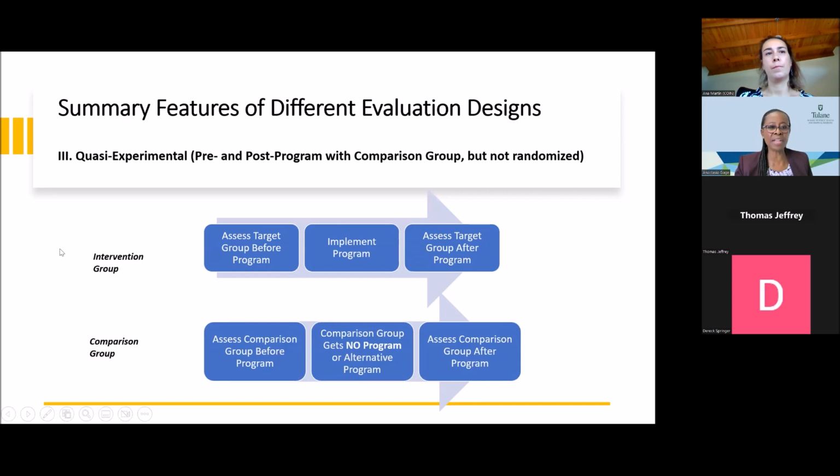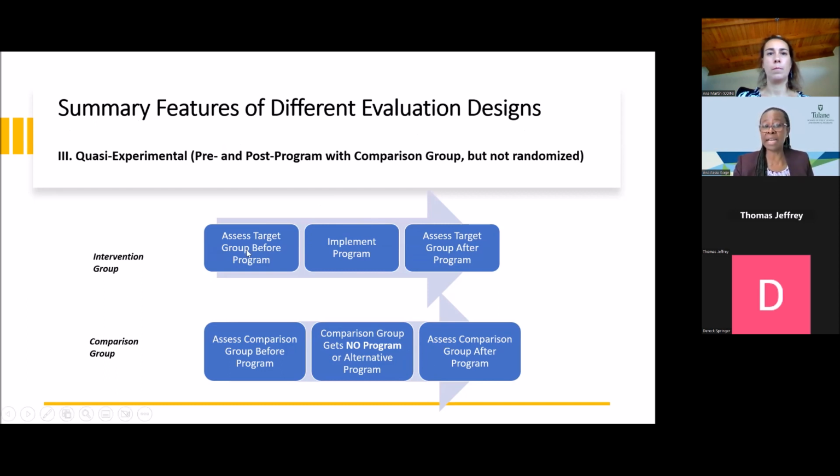So this is a quasi-experimental design, and it's pre and post, but it has a comparison group. But that comparison group is selected and not randomly assigned. This is the design that I'm using in a project in the DRC, the Democratic Republic of Congo. So this is the design we're using.